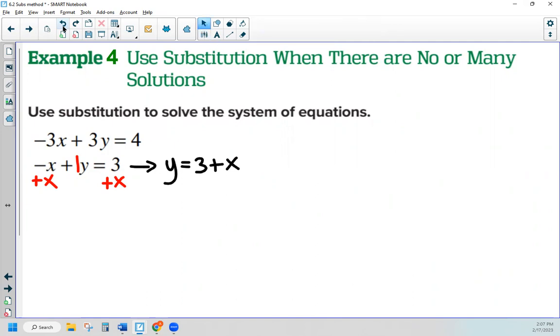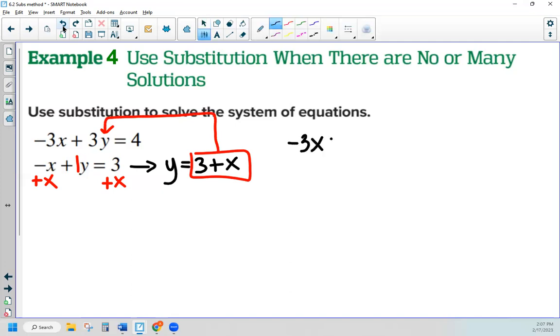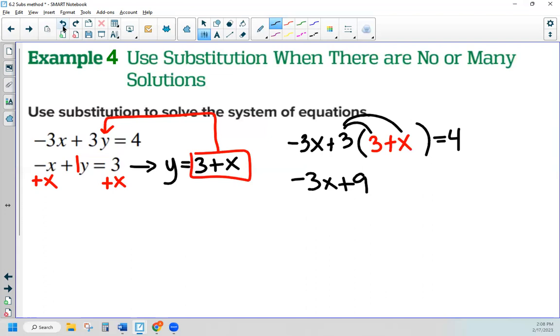Whatever gets you there. All right, now that we have a variable isolated, it says y is equal to 3 plus x. Grab what y equals, which is 3 plus x, and substitute it into the other equation's y. That is going to now give us negative 3x plus 3. And instead of writing x, I am now writing my quantity. Quantity just means this piece right here, or the sum of 3 and x, equals 4, right? Followed by the distributive property right here. We got negative x plus 3 times 3 is 9. 3 times x is 3x, positive 3x equals 4.